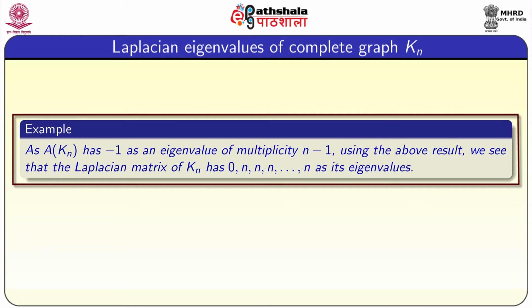Now, we are going to evaluate the Laplacian eigenvalues of the complete graph Kn. As the adjacency matrix of Kn has minus 1 as an eigenvalue of multiplicity n minus 1, using the previous result, since Kn is an n minus 1 regular graph, we will see that the Laplacian matrix of Kn has 0, n, and so on, n as its eigenvalues. So, the Laplacian eigenvalues of Kn are 0 once and n, n minus 1 times.